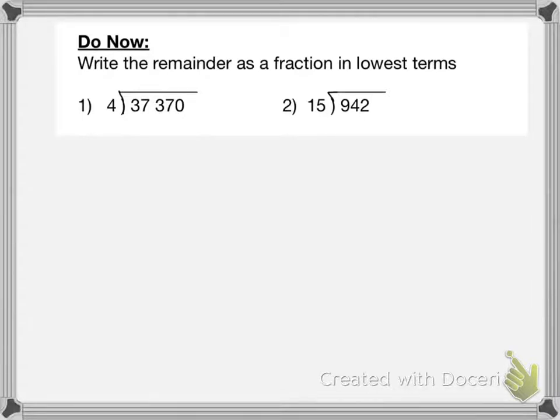37,370 divided by 4. So we cannot make any groups of 4 out of the 3, but we can make 9 groups of 4 out of 37. That's 36. And when we subtract, we have a difference of 1. We're going to bring the 3 down to make that 13. So 4 goes into 13 3 times. That's 12. And again, we have a difference of 1 here.